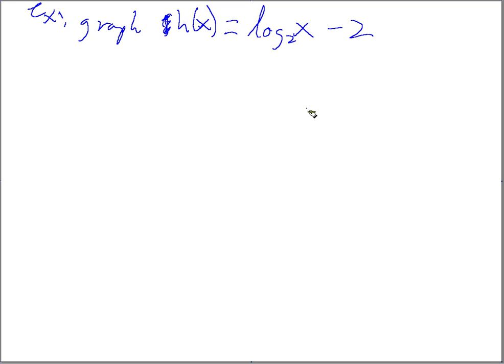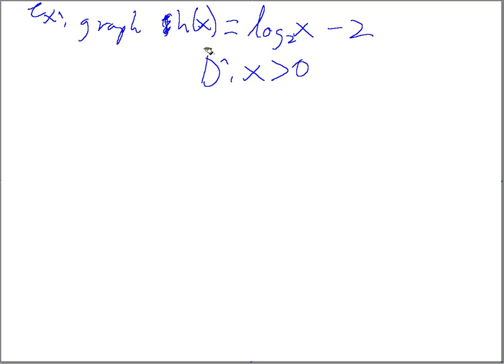All right, minus 2. So keep in mind, this minus 2 is not part of the log. What's inside the log is just x. So my domain will still be all positive numbers. If I put parentheses, then it would be, right? But there's no parentheses here. That means this minus 2 is not part of the logarithm. We just have to take the log of the value and then subtract 2 from it at the end.